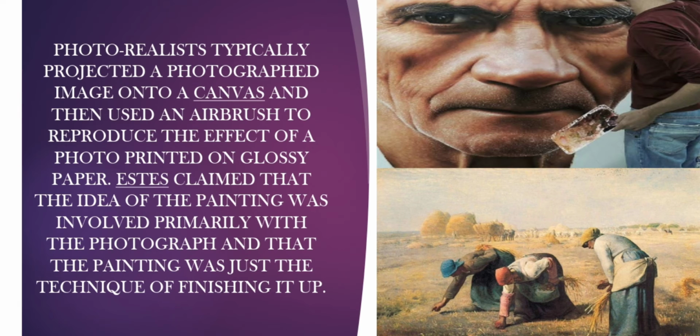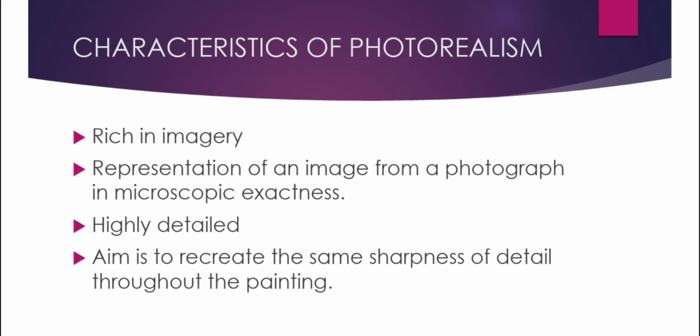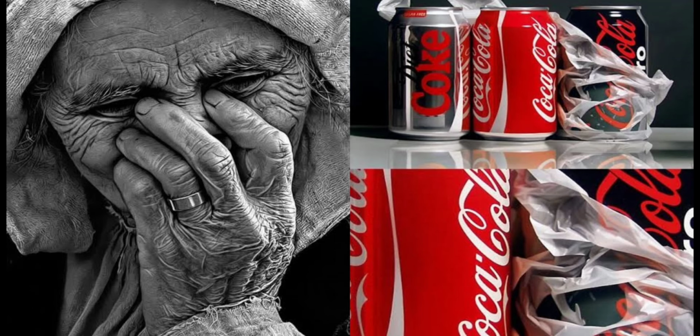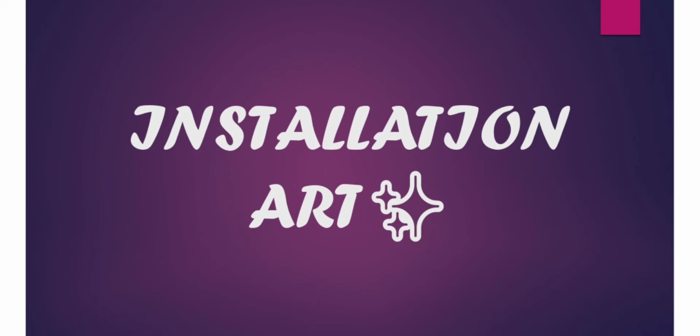Estes claimed that the idea of the painting was involved primarily with the photograph and that the painting was just the technique of finishing it up. The characteristics of photorealism are, first, that it is rich in imagery. It is when you paint or describe something, but you do it in a way that relates to your five senses. Second, it is a representation of an image from a photograph in microscopic exactness. Third, it is highly detailed or full of information. Lastly, the aim is to recreate the same sharpness of detail throughout the painting.